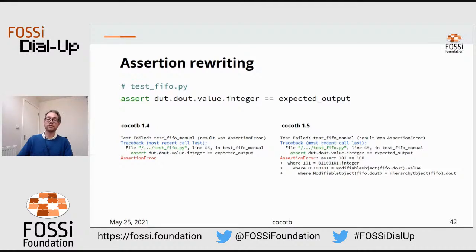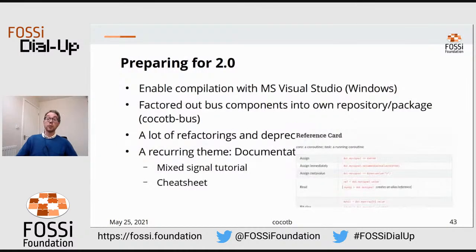Cocotb 1.5 now does, that's the code snippet on the right side, is that it actually gives you the values those variables or signals did evaluate to, and shows you in this case that, yeah, binary value 101 is not equal to 100. So that's huge in productivity. So I particularly like that feature. But we did much more. There was work to enable compilation with Microsoft Visual Studio on Windows, always being an interesting topic to talk about. Windows support, kind of one of the recurring pain points in developing Cocotb.